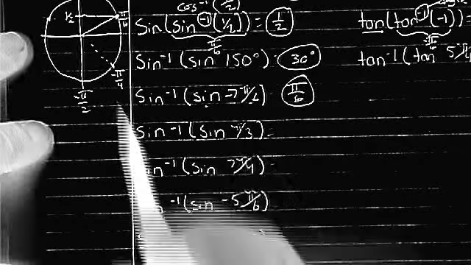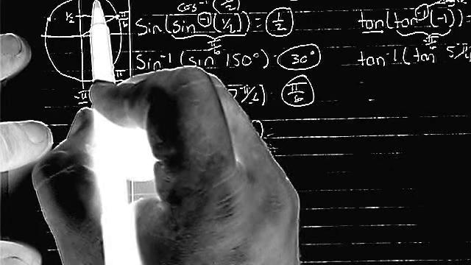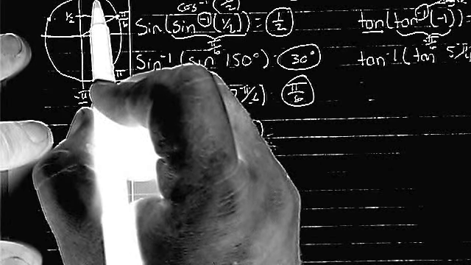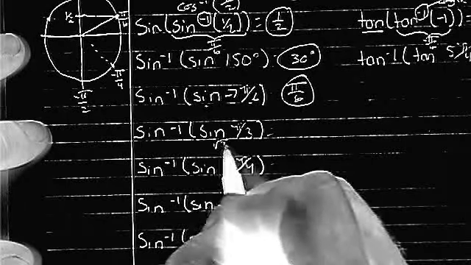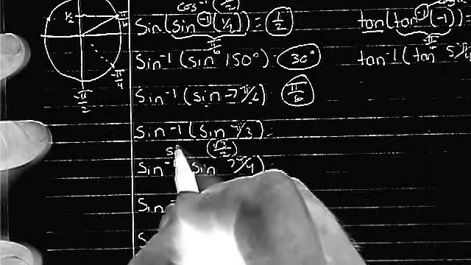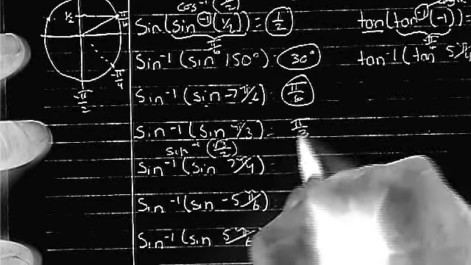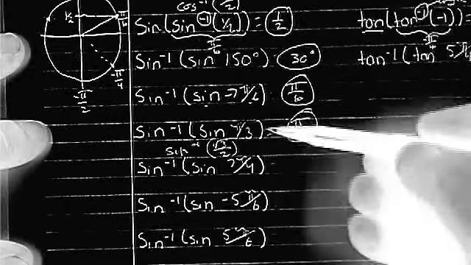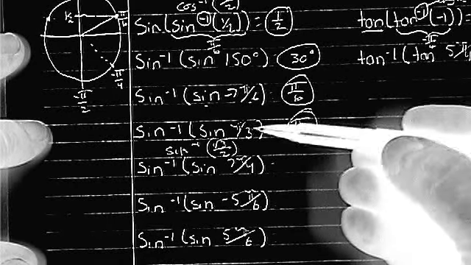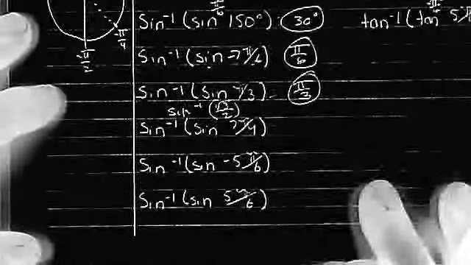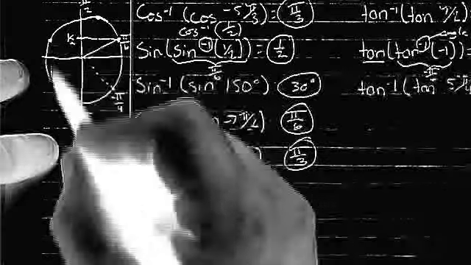Pi over 3 is up here. It's already in the range of the inverse sine function, so I'm pretty much guessing that these are going to cancel out, because the y value is radical 3 over 2, and then sine inverse is going to take you right back to that spot, so pi over 3. So they indeed did cancel out, only because you started with an angle inside of the range of the inverse sine function.